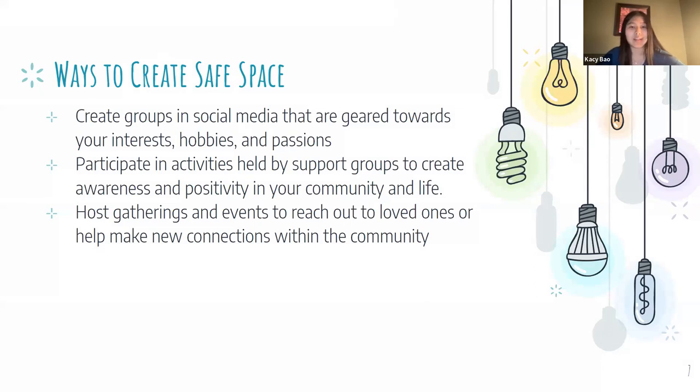Creating spaces for youth that are equitable and inclusive requires us to consistently consider who you are serving and what their needs are. Each person will come to your programs, services, and volunteer positions with their own intersecting identity, whether that be ability, race, income, sexuality, gender, and more.